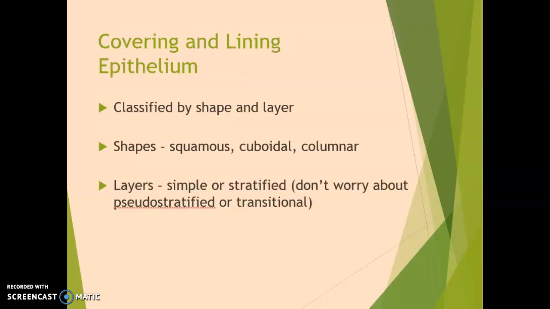So covering and lining epithelium is classified by shape and layer. We have squamous, cuboidal, and columnar. So we also have layers. We have simple and stratified. And we'll get into that a little deeper, but our simple is going to be 1 layer, stratified is going to be multiple layers. There is pseudostratified and transitional. Pseudostratified just means it's a false stratified. So it looks like it has multiple layers, but it's actually only 1 layer. And then transitional looks different than all other cells.